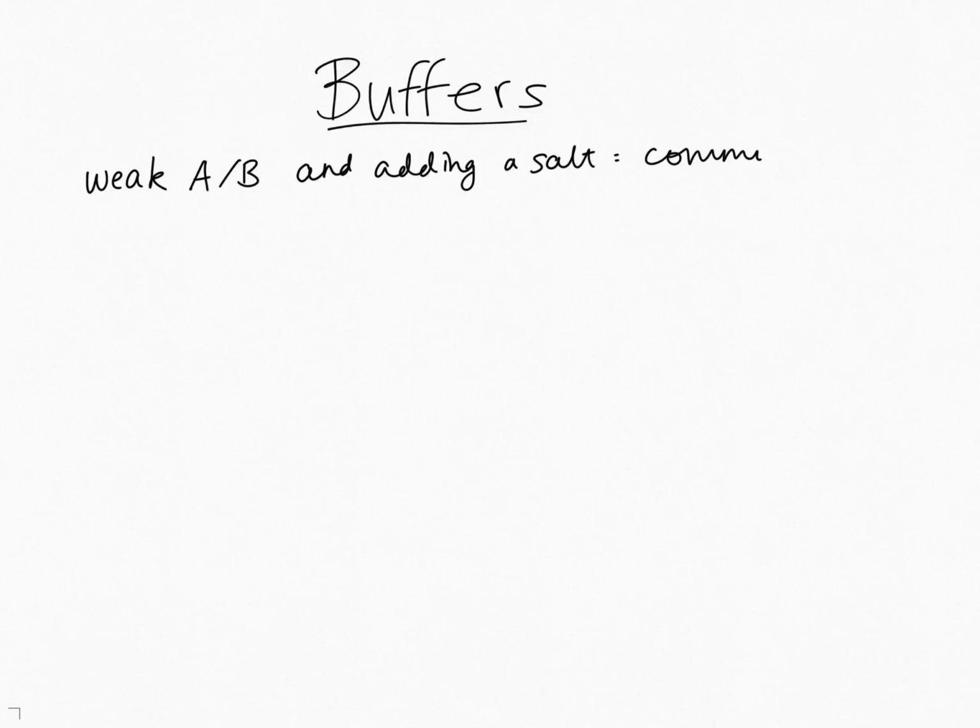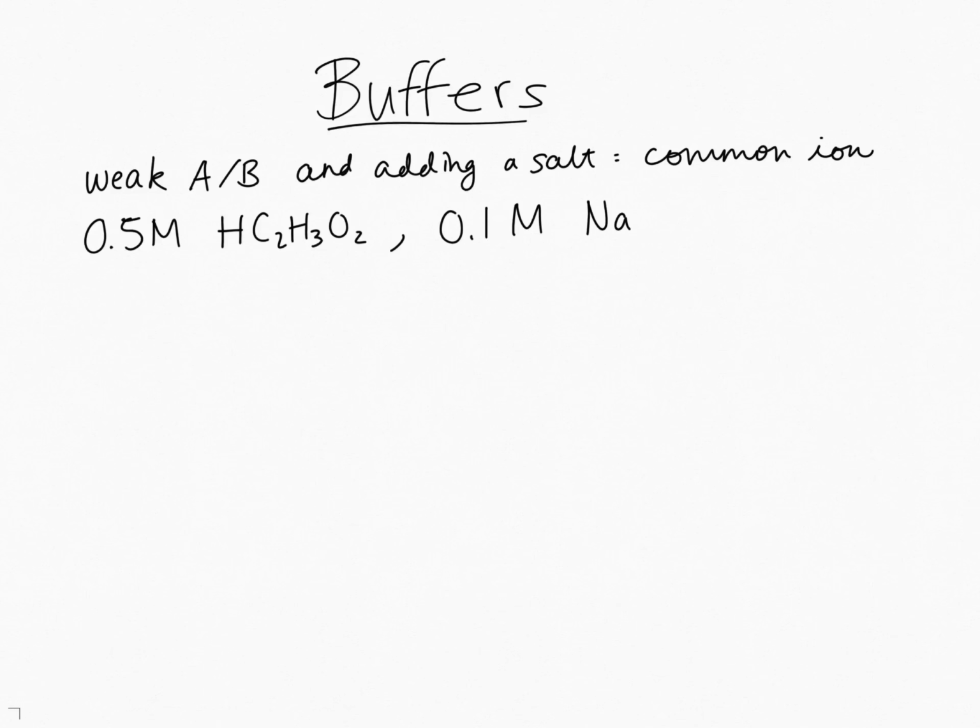So, common ion. An example of this would be if we started off with 0.5 molar of HC2H3O2, namely acetic acid. And we added to this solution of acetic acid, for example, 0.1 molar of a salt, namely sodium acetate, NaC2H3O2. And here what we find is that our common ion is going to be the acetate ion. Because from here, we have H plus and C2H3O2 minus, which is our acetate ion.